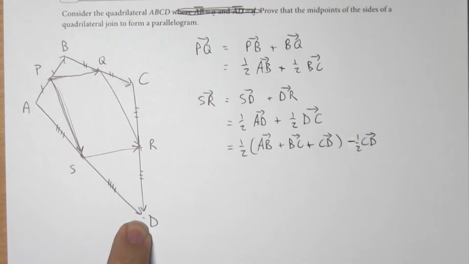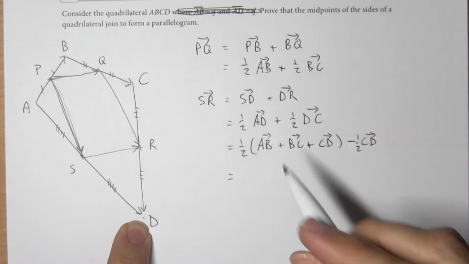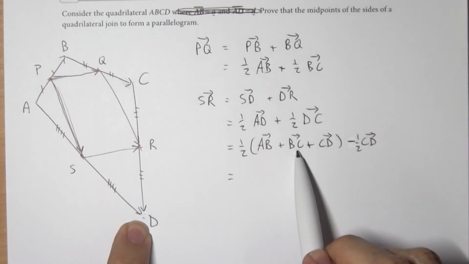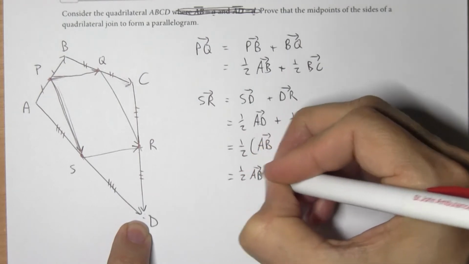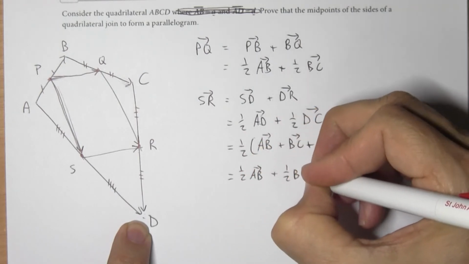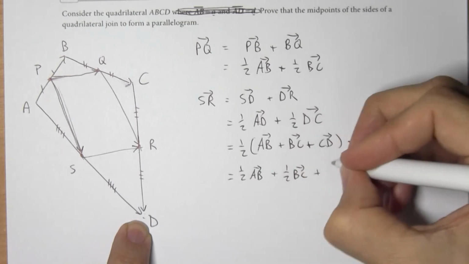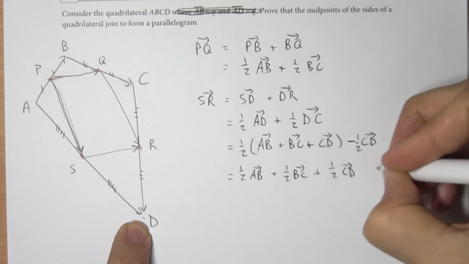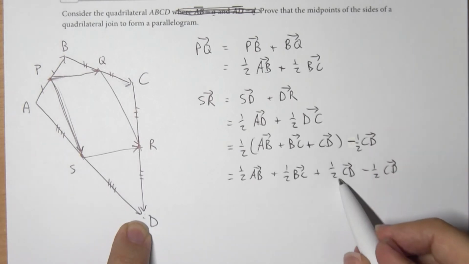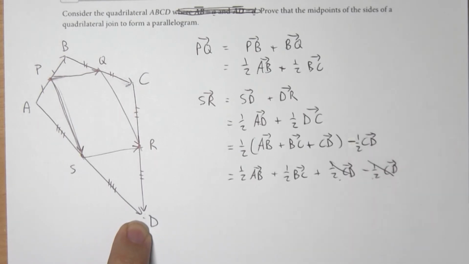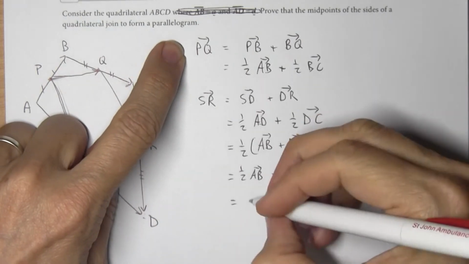Maybe you can now see where we're going. AB and BC are great, okay? Half of AB plus half of BC plus a half of CD minus a half of CD. Oh look, half minus a half. They're going to go away. What have I got left? I've got PQ.